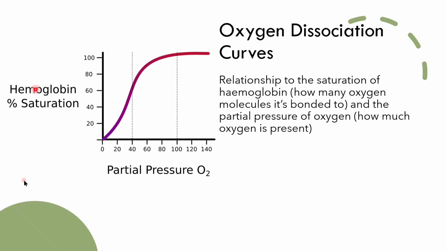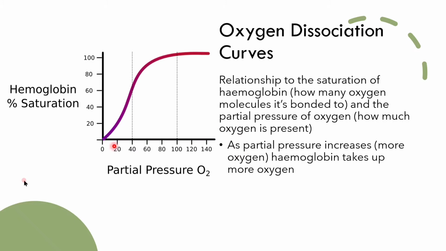And this is plotted against partial pressure of oxygen. The partial pressure of oxygen is how much oxygen is present. So this graph shows the relationship between the saturation of hemoglobin and the partial pressure of oxygen. So how the saturation of hemoglobin changes as the concentration of oxygen changes.